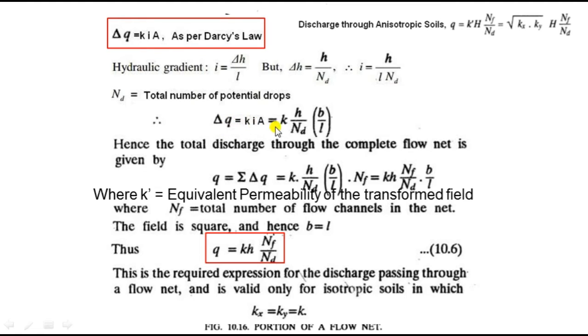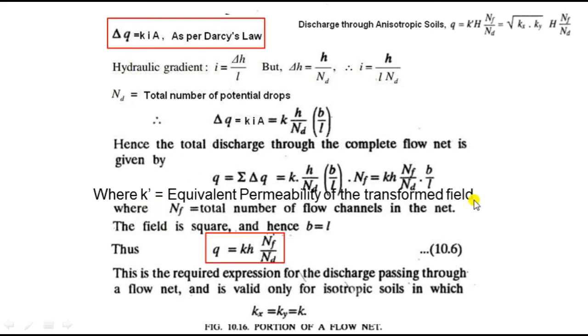So delta Q is equal to KiA. Then we are putting that value into that equation: K H upon ND times B by L. As the total discharge through the complete flow net is given by Q is equal to the summation of delta Q. So when we are calculating the whole discharge through the flow net, we add all the discharges of each and every streamline and summate them, and we get the total flow through that embankment.